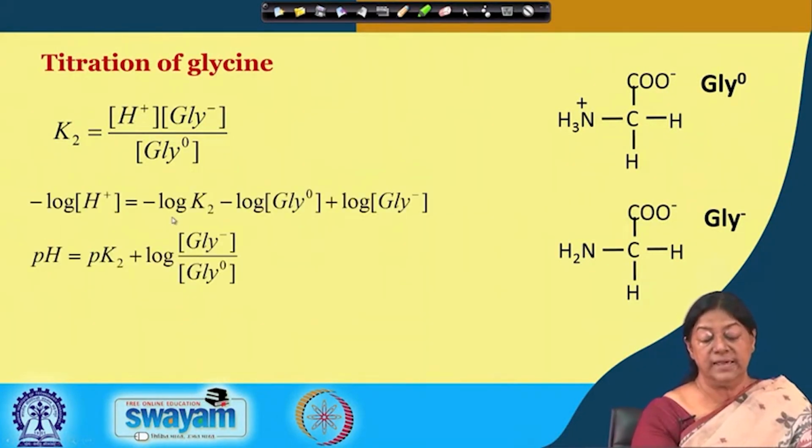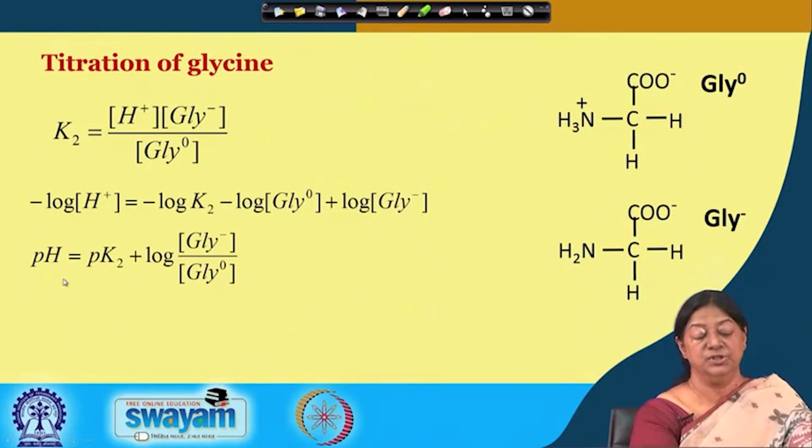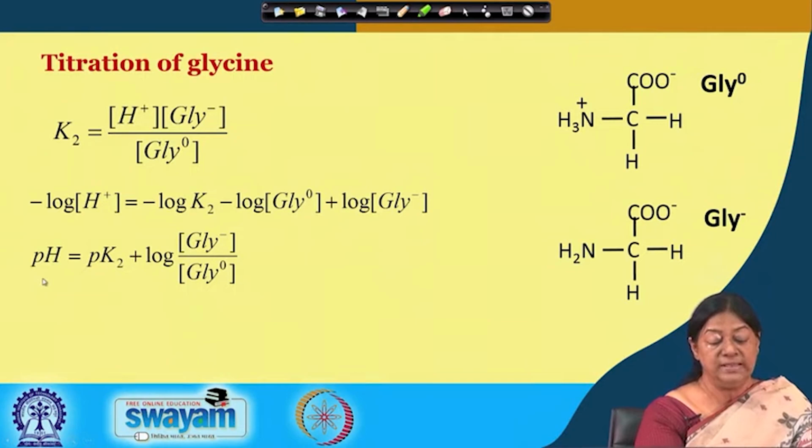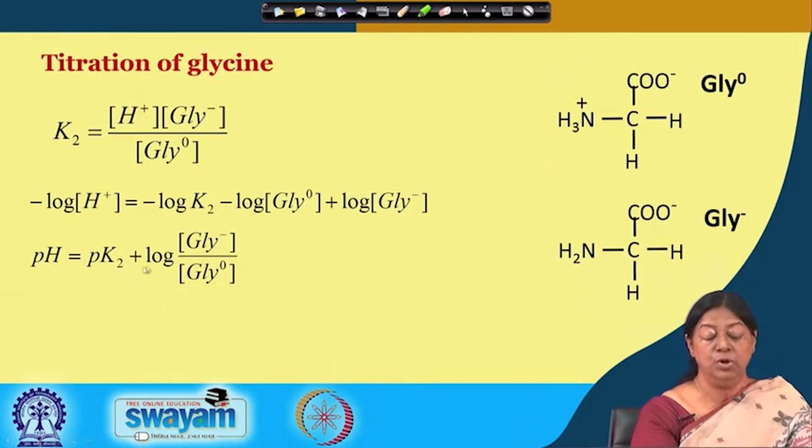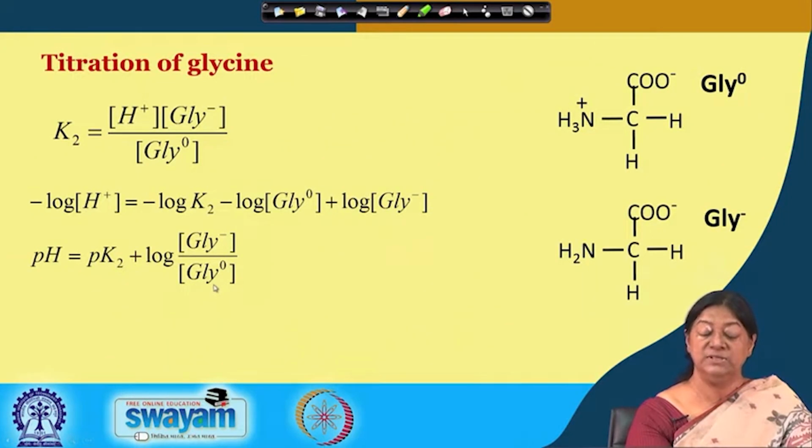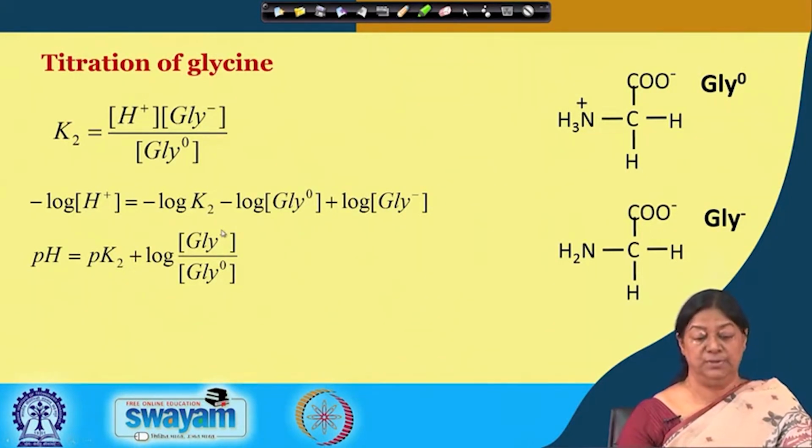So, we can do the same algebra as we saw with the Henderson-Hasselbalch. We get the pH is equal to the pK2 plus log of Gly minus over Gly0, because Gly0 is now the acid and this is the conjugate base.